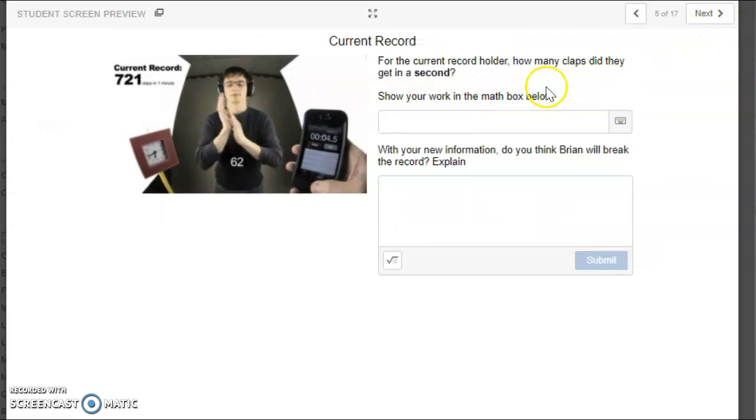Alright, for the current record holder, how many claps did he get in a second? So the current record holder is 721 claps per 1 minute. Okay, so this is for 1 minute. How many seconds in a minute? 60 seconds. So he did 721 claps in 60 seconds. So how many can he do in 1 second? We will do the calculation of 721 divided by 60.